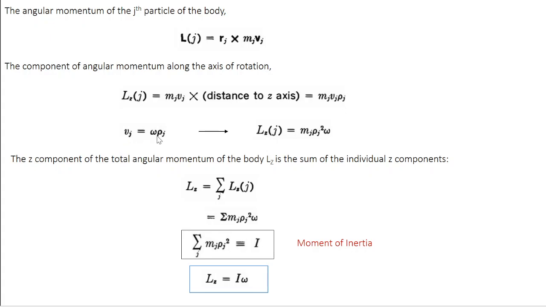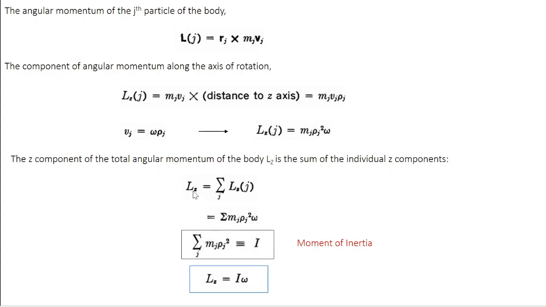But Vj is omega rho j. When you make this substitution, you get Lz of j equal to mj rho j square omega. So this is the z component of angular momentum for the jth particle. So what about the total z component? You take summation over j.